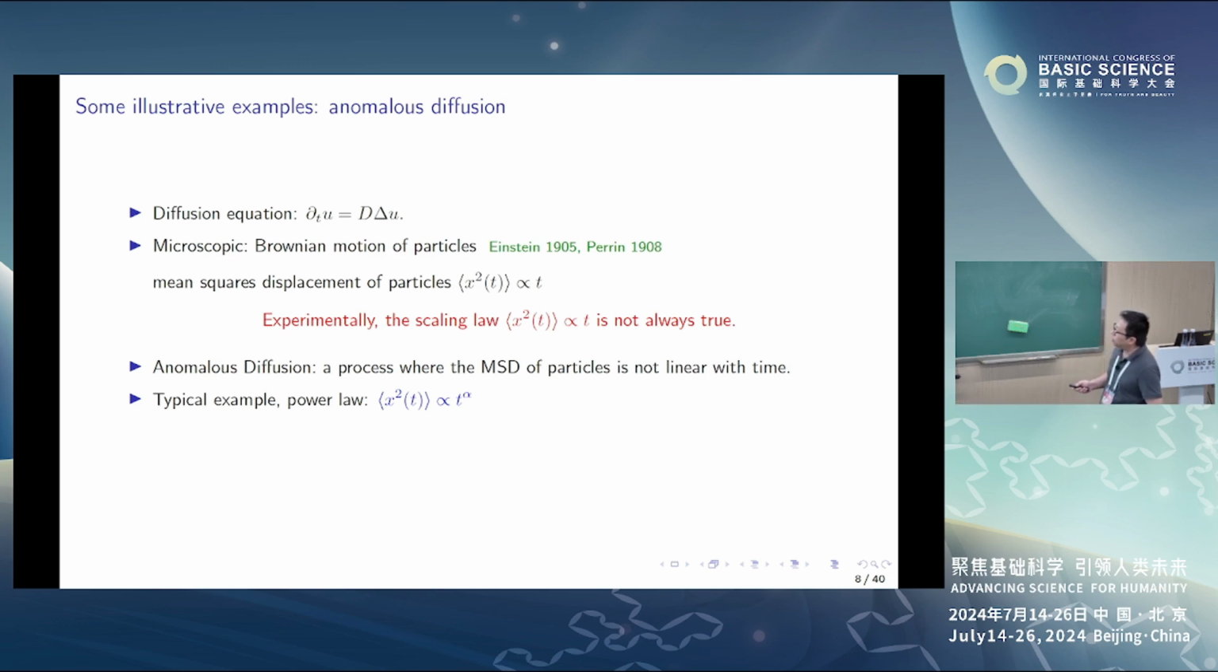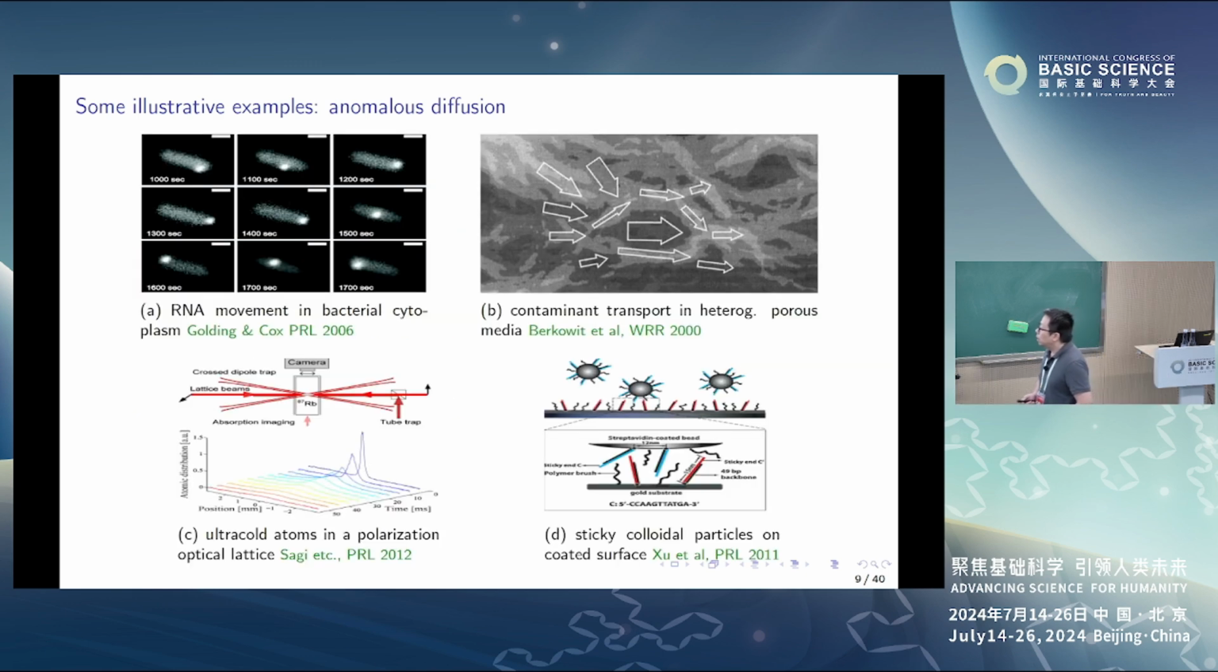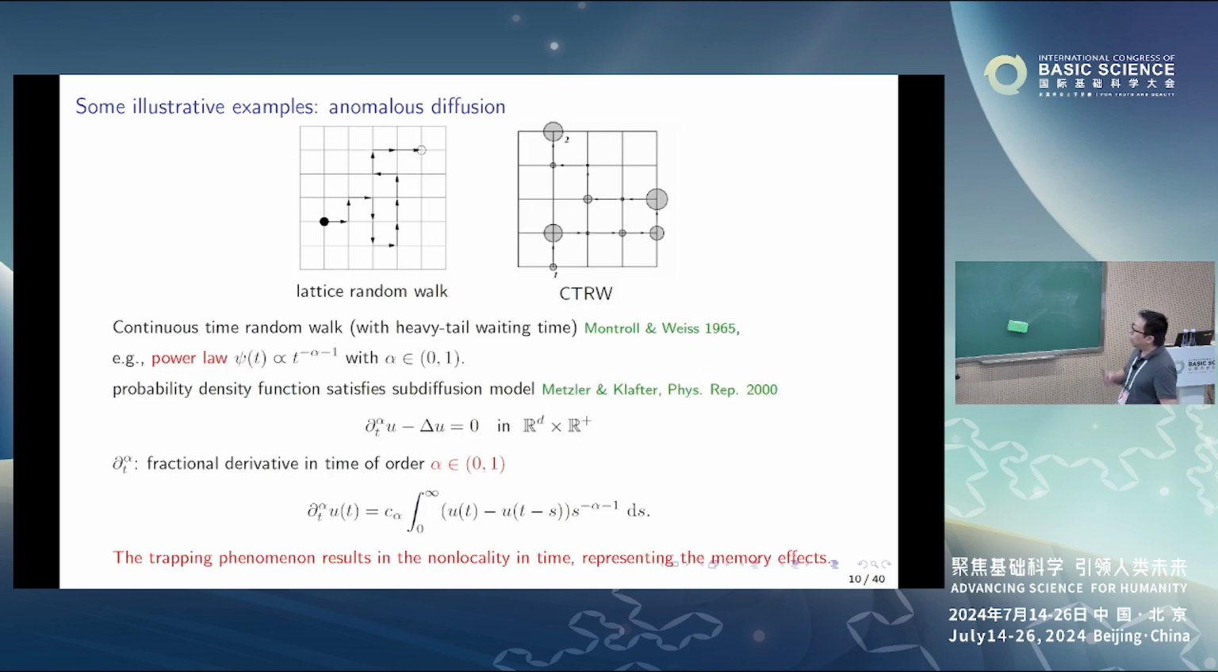One typical example is this power law, okay? It's proportional to t to the power alpha, with some power alpha not equal to 1. There are a lot of examples where people observe anomalous diffusion, like RNA movement in bacterial cytoplasm, or contaminant transportation in underground water, or the movement of ultra-cold atoms and sticky colloid particles, okay, and so on. One popular model to describe anomalous diffusion is called the subdiffusion model, which is nonlocal in time, and this model can be derived using continuous time random walk, which is a generalization of Brownian motion.